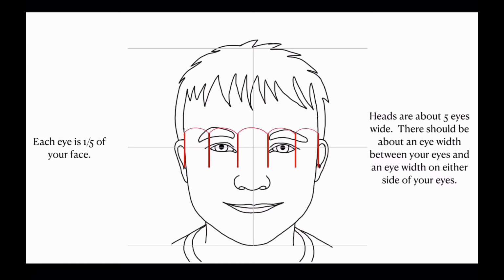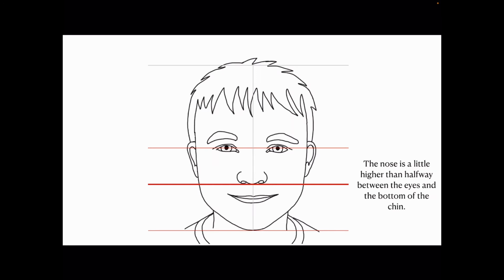Each eye is about 1/5 of the width of the face. Here you see the face divided into fifths, so 5 parts. If we measured it out, we would see that the space over the nose is actually a little bigger than the others. Again, these are just general guidelines. Nobody's face is perfect. The nose is about half of the distance between the center of the eyes and the bottom of the chin.